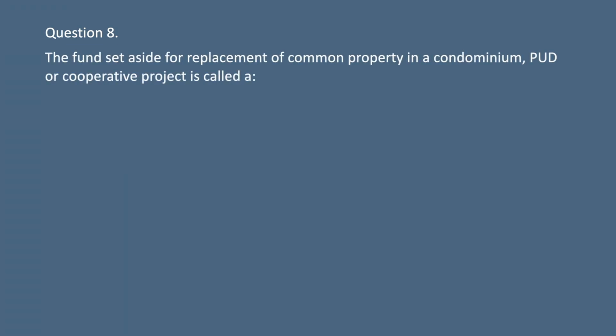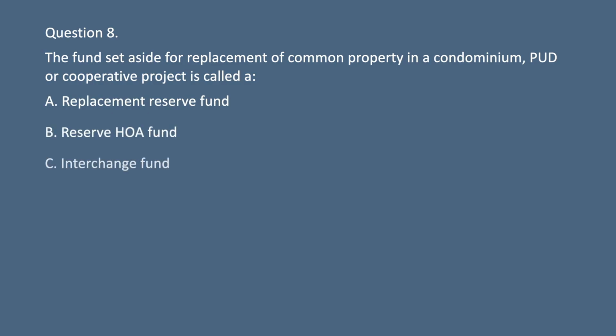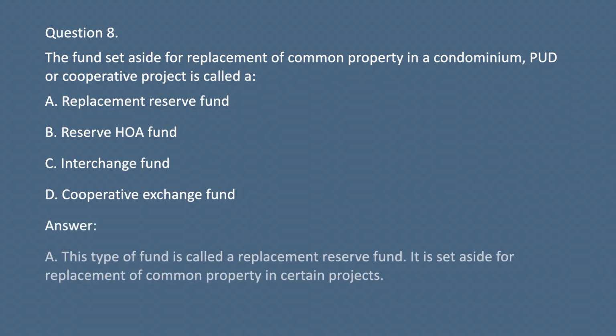Question 8. The fund set aside for replacement of common property in a condominium, PUD or cooperative project is called A. Replacement Reserve Fund. B. Reserve HOA Fund. C. Interchange Fund. D. Cooperative Exchange Fund. Answer A. This type of fund is called a replacement reserve fund. It is set aside for replacement of common property in certain projects.